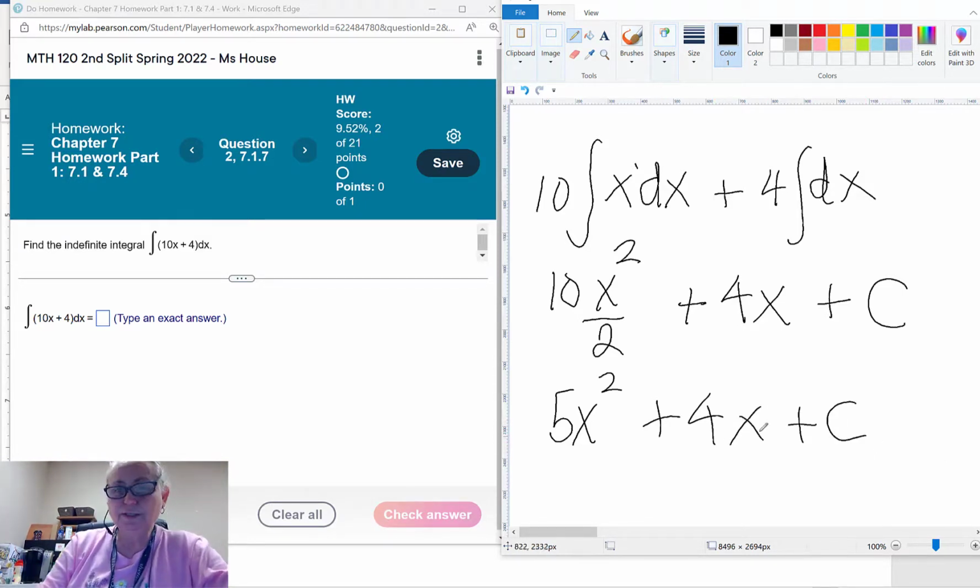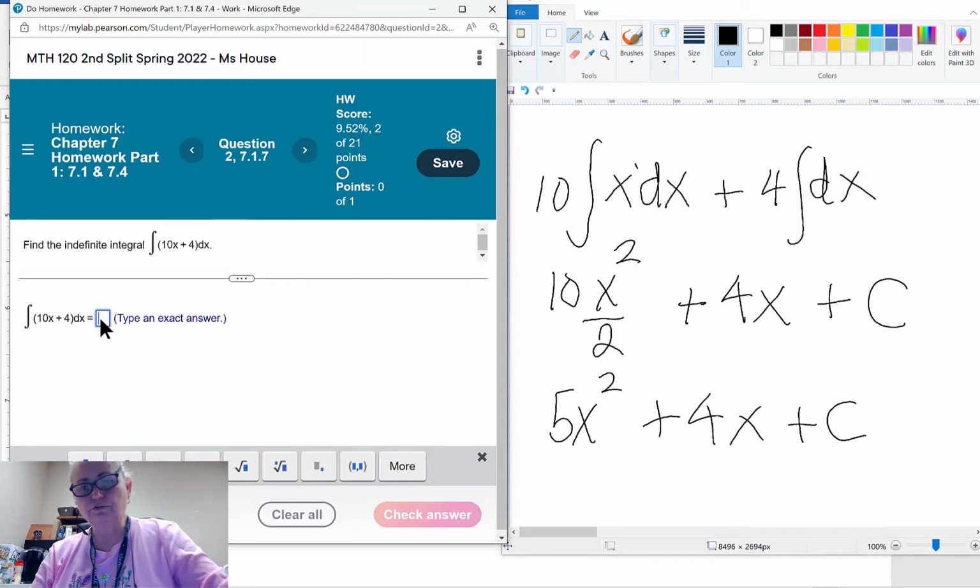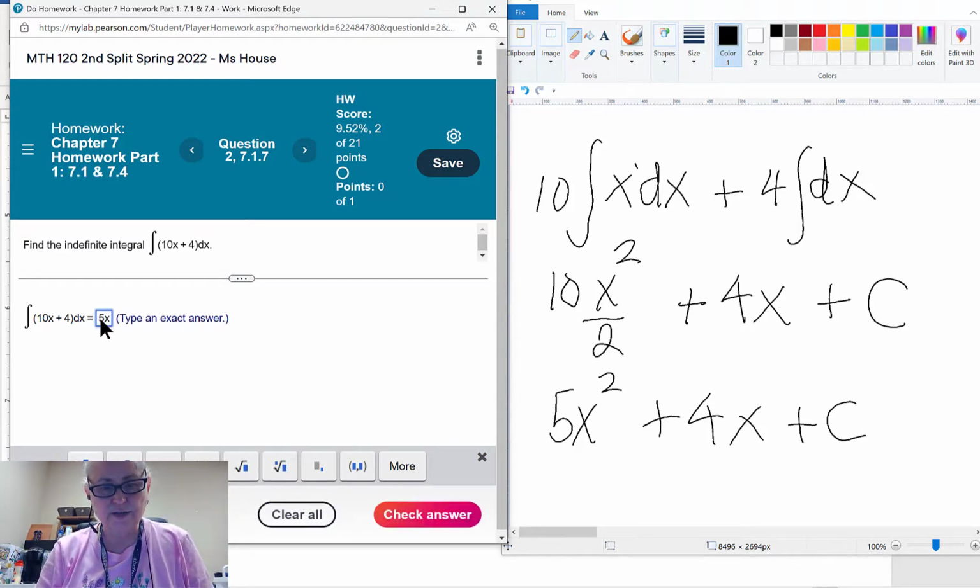Now, how do we check this? Well, let's take the derivative. Power times the coefficient would be 10x. Well, there it is. The first term is a 10x. What's the derivative of 4x? It's 4, right? So there's our 4. And we don't know what the constant was, so we write c. So the integral of 10x plus 4 dx is 5x to the second plus 4x plus c.